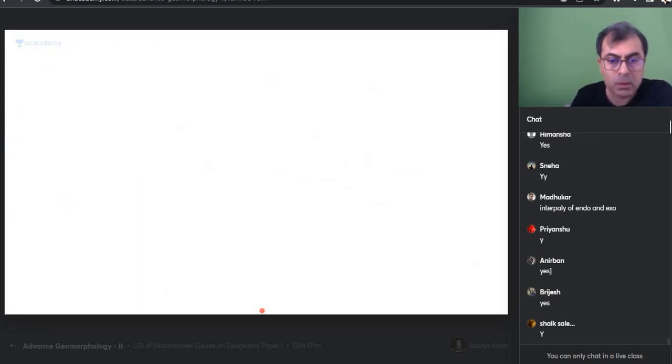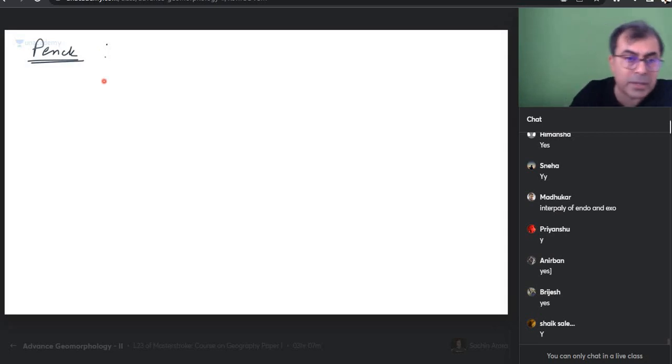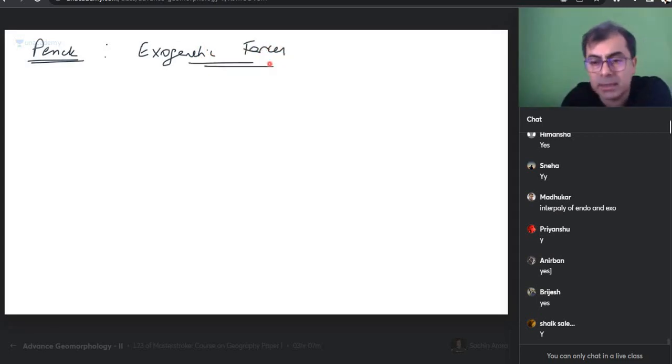ठीक है, लिख लेते हैं. Okay, so please write down. Penck was of the view that once the endogenetic forces uplift a landform, the exogenetic forces will take birth. You know, exogenetic forces will take birth once endogenetic has done the action.